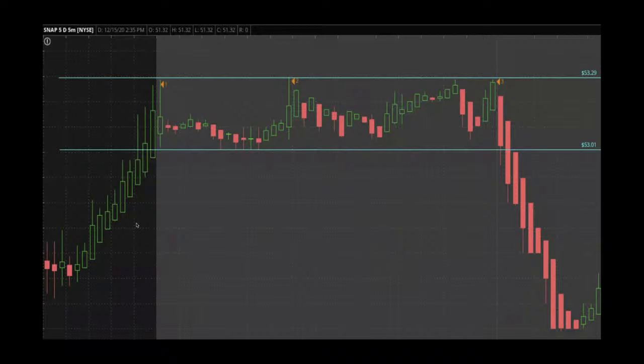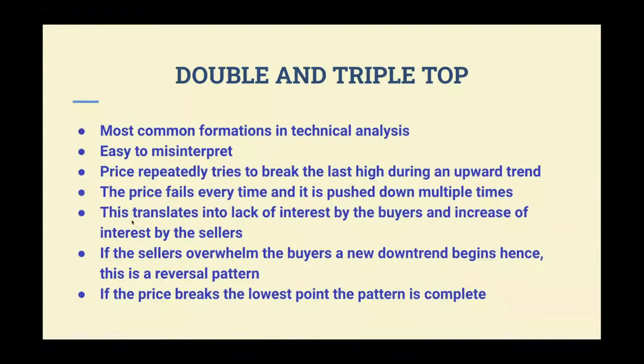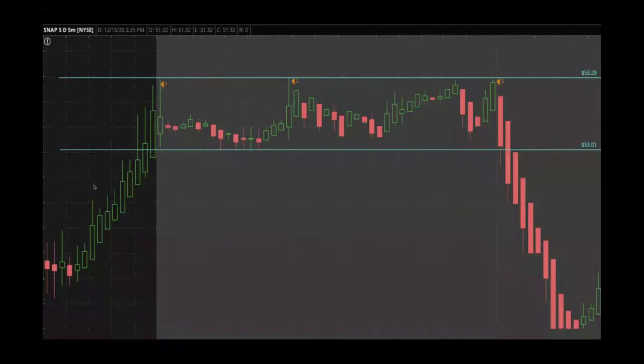Let's recap the triple top and make sure we have everything that we need. Price repeatedly tries to break the last high during an upward trend. We have an upward trend, the green candles here. We have the same high, 1, 2, 3, even 4 times here. In this case, I just want to use these 3 here, but the idea is the same. And again, they're not going to be perfect all the time, but you should enter once it breaks support.